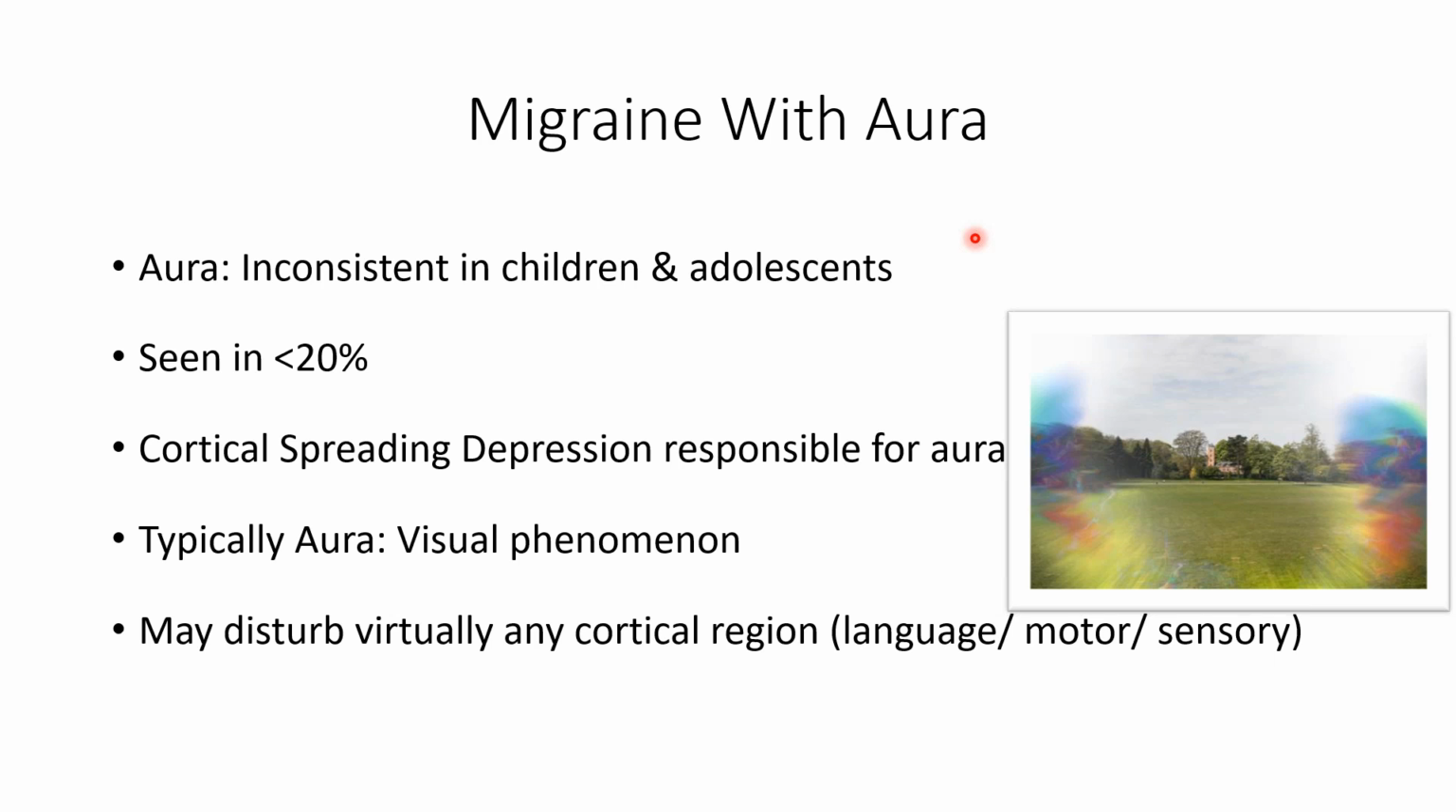Now this is migraine with aura. Aura is usually seen in less than 20% of the children. It is very inconsistent. It occurs due to cortical spreading depression, and the typical aura is a visual phenomenon, but since there is spreading in the cortex, the aura may have a language, a motor, or a sensory characteristic.